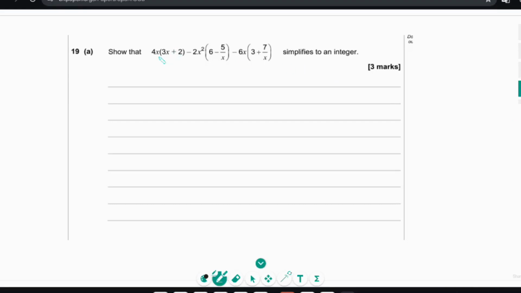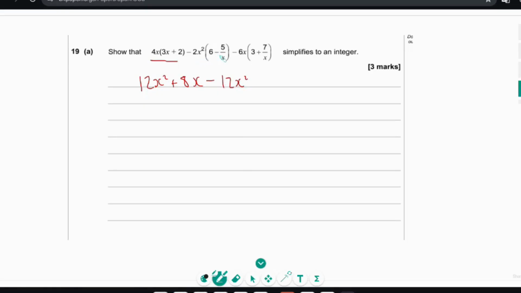Show that it simplifies to an integer. I need to simplify this, I'll expand the brackets first. I times everything in the bracket by 4x. 4x times 3x is 12x squared. 4x times 2 is 8x. Right, just be careful here. Minus 2x squared times 6 is minus 12x squared.